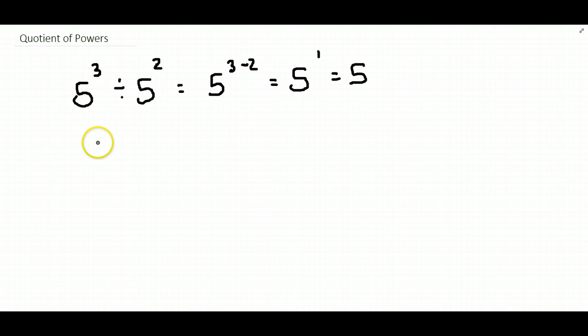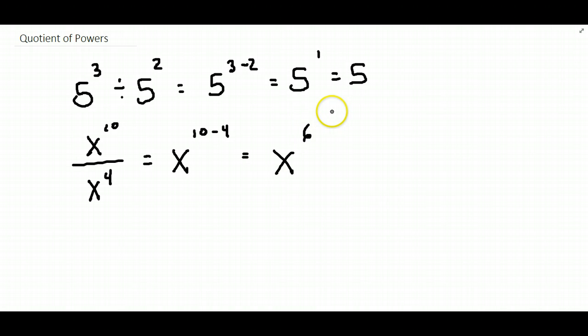You could also write it as a fraction. So if you have x to the 10th power over x to the 4th power, again you just subtract your exponents and you get x to the 10 minus 4, or x to the 6th power.